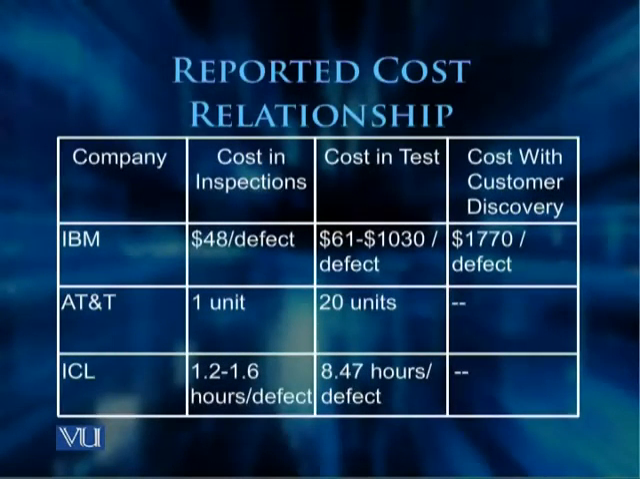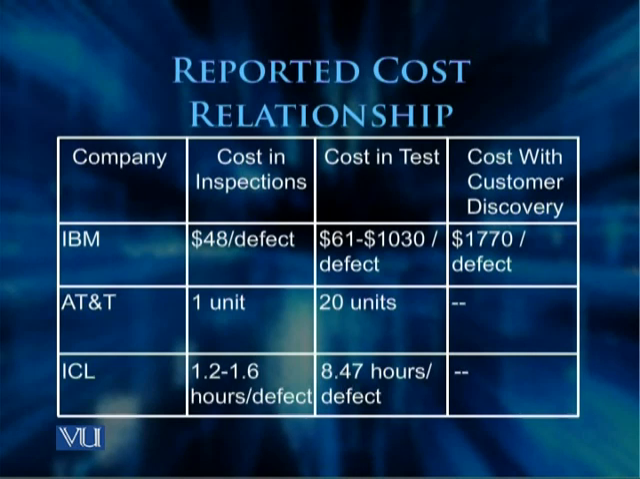Then there is cost in inspections, cost in test, and cost with customer discovery. So for IBM's first study, we have cost in inspections as $48 per defect. Cost in test ranges from $61 to $1,030 per defect. And if the customer discovers the same kind of defect, it is $1,770 per defect. For AT&T, cost in inspections is 1 unit, cost in test is 20 units.